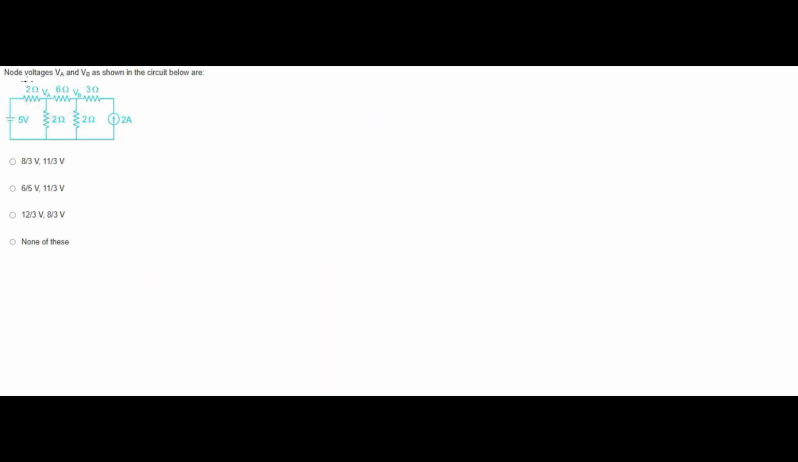Question: the node voltages VA and VB, they have values, right? So VA this one, VB this one. Okay. So first, what do we do? From the circuit, we have to take node A and node B. This is node A, and this one is node B. And I'm going to apply Kirchhoff's current law.